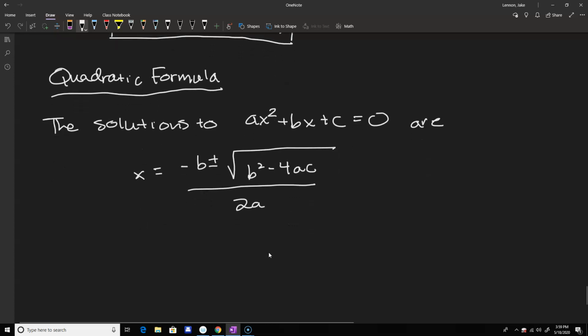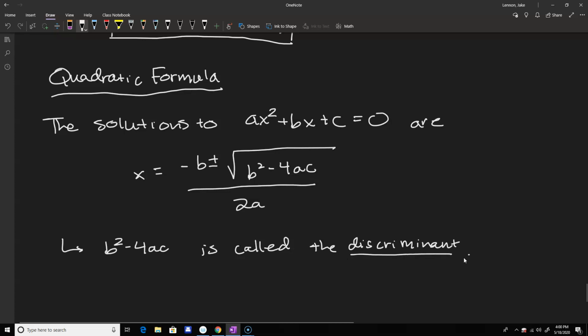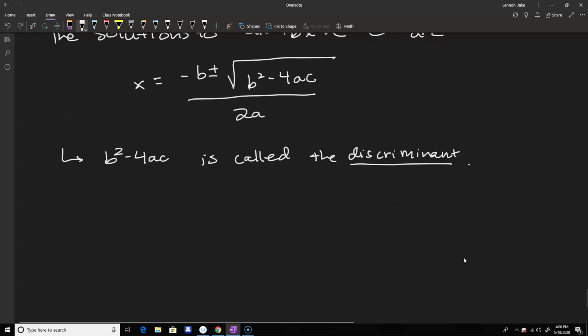We'll just do one example, but I will make mention of the fact that the thing underneath the square root here, b² - 4ac, is called the discriminant, and it determines the nature of the solutions to the equation in question. So the first one, b² - 4ac, if it's positive, what's going to happen is the equation will have two real solutions.